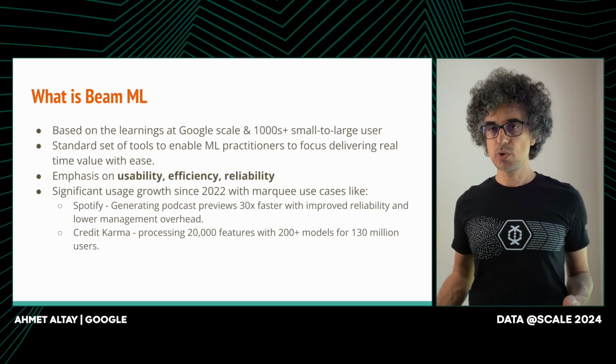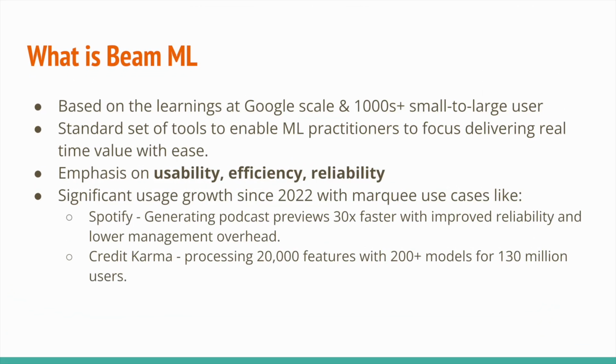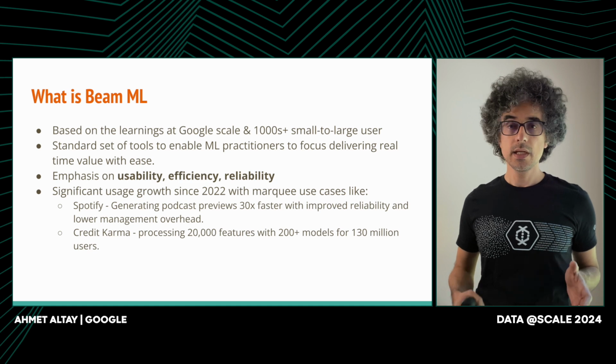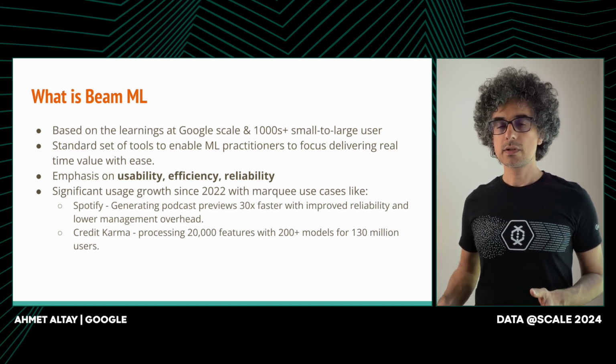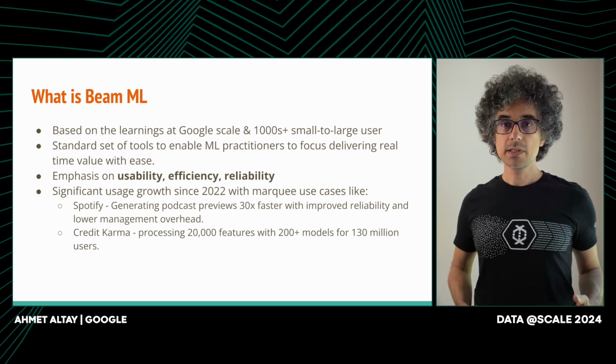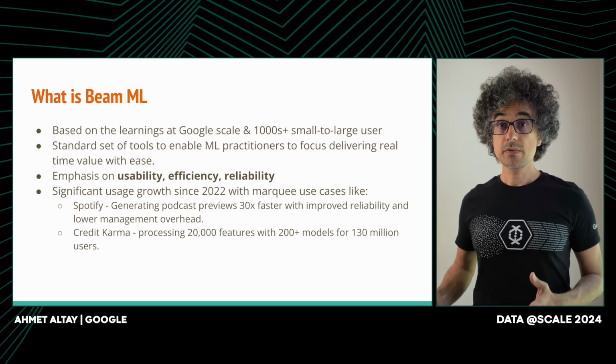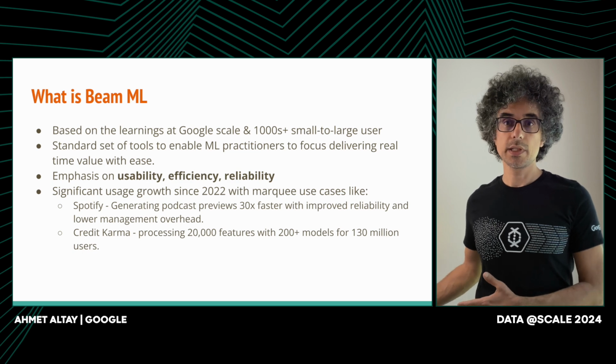BeamML came to address these problems. It is based on the lessons that we have learned from Alphabet and thousands of small to large scale companies. It offers a standard set of tools to enable machine learning at scale for streaming pipelines. The emphasis is on usability, reliability, and efficiency. And it has significant usage growth since 2022 with marquee use cases like Spotify using BeamML to power podcast previews, and they have seen 30 times speed improvement there. Similarly, Credit Karma powers 20,000 features, 200 plus models, and serves inference recommendations for their 100 plus million users using BeamML.